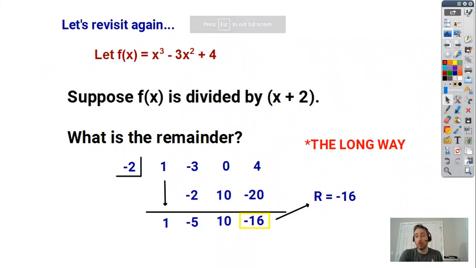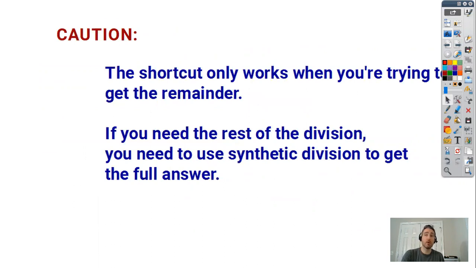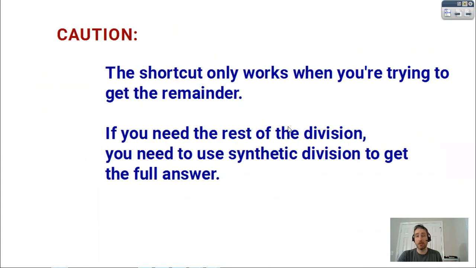So if you only need the remainder, it's kind of easier just to plug it into the function and get your output without having to go through that whole process of synthetic division. It only works when you are trying to get the remainder. If you're trying to get the rest of the division, you do need to go through the whole process of synthetic division to get your full answer.